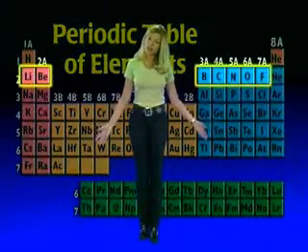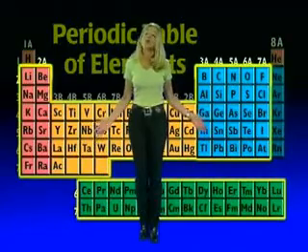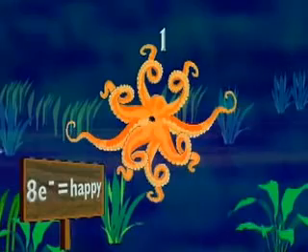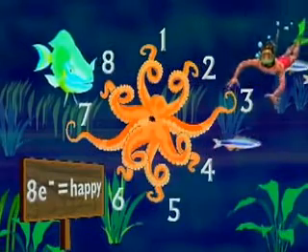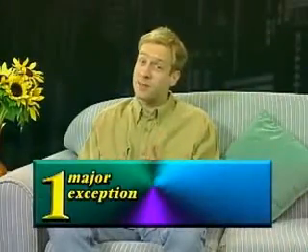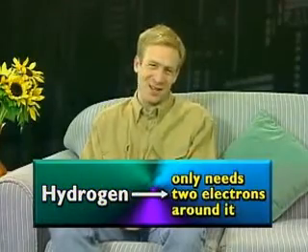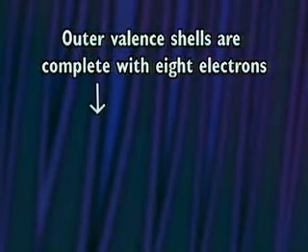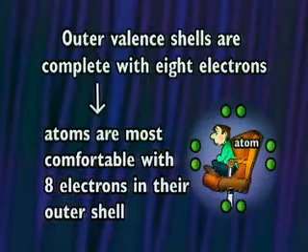Do you see all these elements here, from lithium to fluorine, and all the elements beneath them? Well, they all want 8 electrons around them. One major exception is hydrogen, which only needs 2 electrons around it to feel good about itself. Outer valence shells are complete with 8 electrons. In other words, the atom is most comfortable with 8 electrons in its outer shell, so it'll do what it must to make it so.